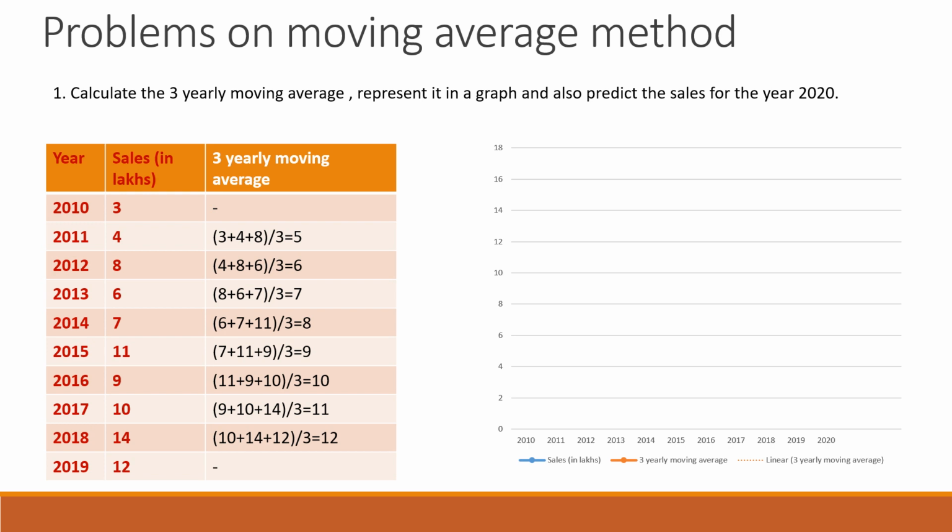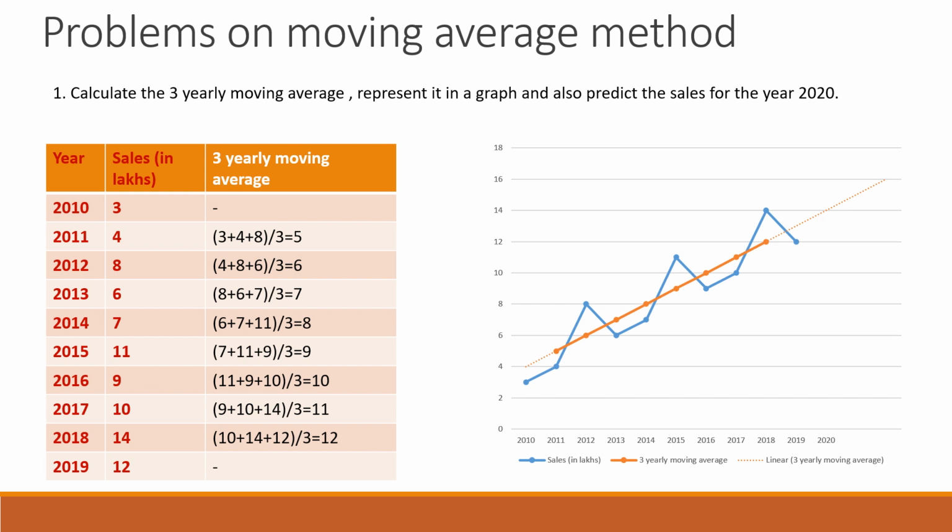So in this graph, the x axis represents year, 1 centimeter equals 1 year, and the y axis represents the sales in lakhs. So 1 centimeter equals 2 lakhs. Therefore 1 millimeter equals 50,000. So now we have to draw a graph for sales figures. The sales figures are drawn according to their values. Next, the trend line is drawn based on the 3-yearly moving average values. So this is the trend line for the 3-yearly moving average.